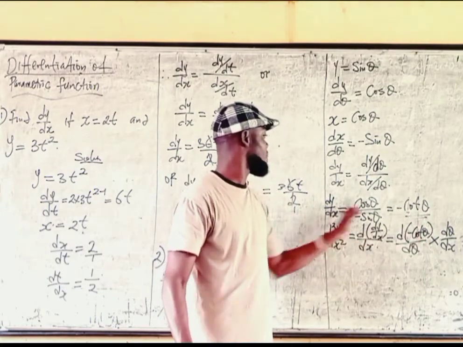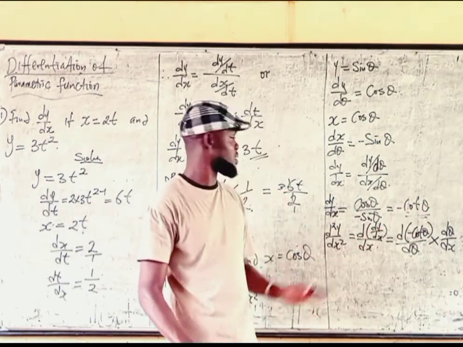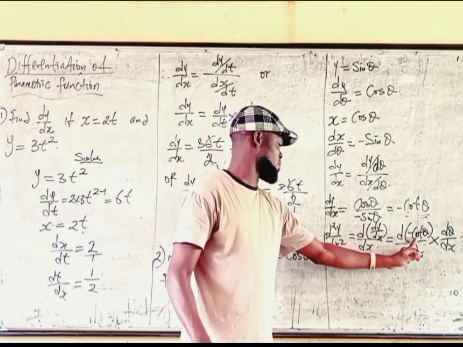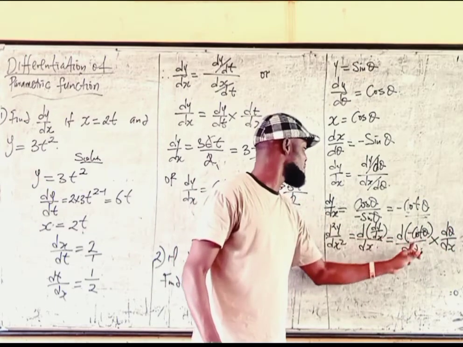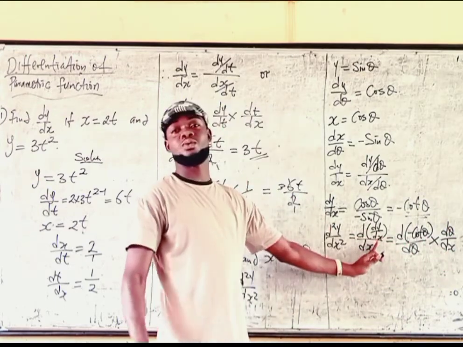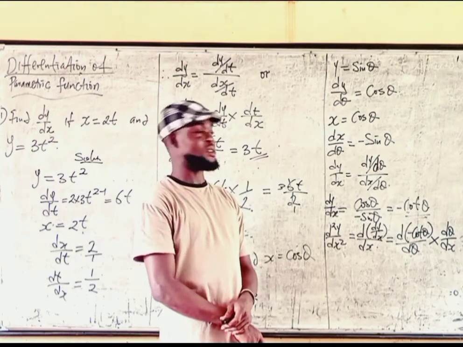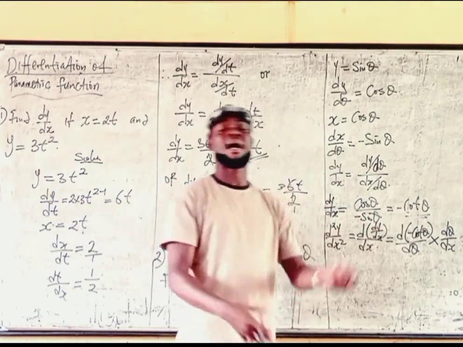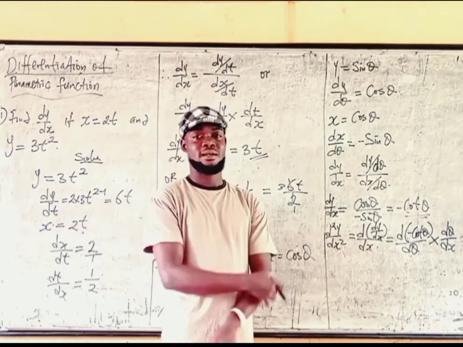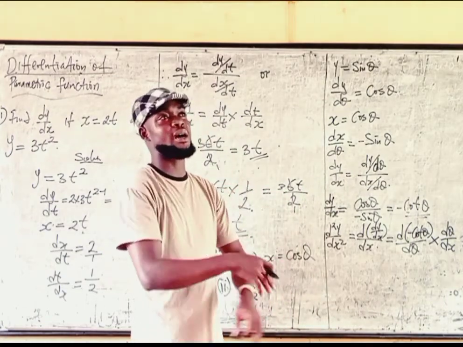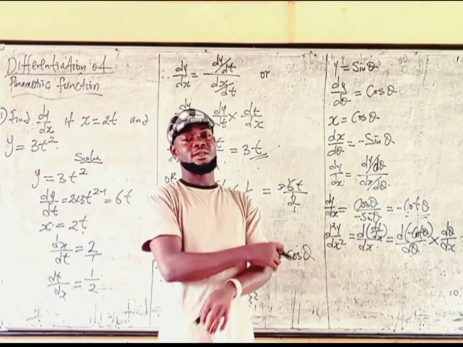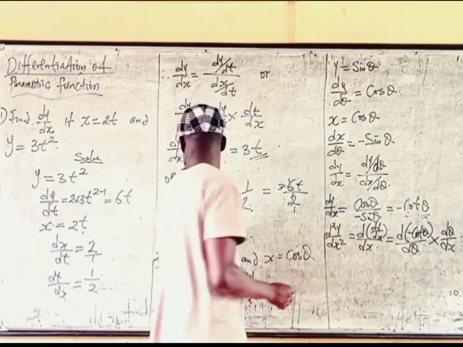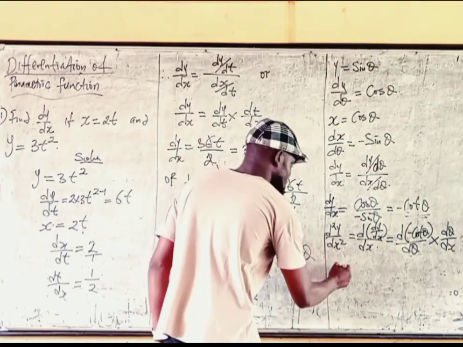Everything will now be d of dy over dx. Remember, dy over dx is minus cot theta. So this will now be d of minus cot theta, and if this cancels this, then everything will now be over dx. So that's how it's done. You just differentiate your dy over dx and multiply the answer by the inverse of dx, the reciprocal of dx.